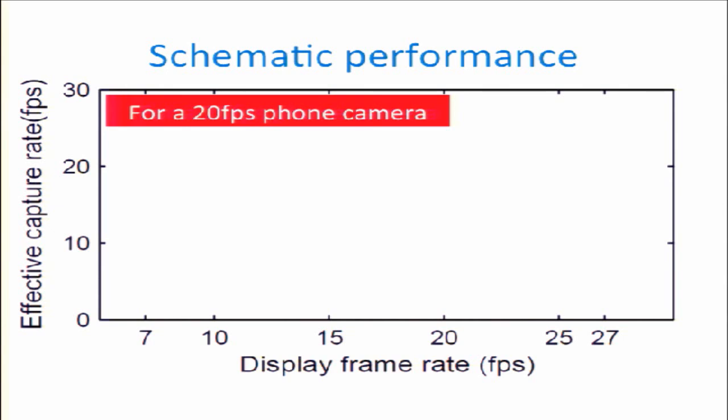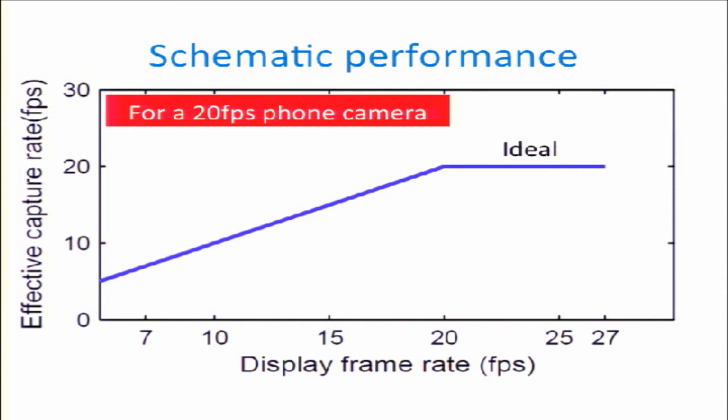So just to give some idea of what we should expect, if you have a phone camera like that, as I showed you, and you want to plot how the effective capture rate should vary with the display frame rate, then ideally you want to see something of this kind. If the display rate is low, then it grows as you play faster. And then at some point, once it's faster than the capture rate, you can't get it better. So this will be the ideal case.